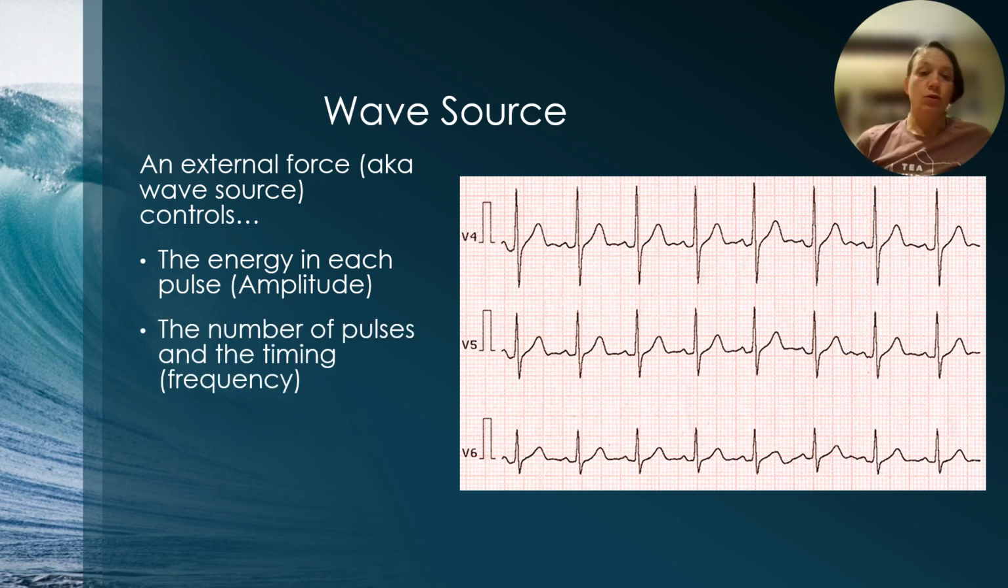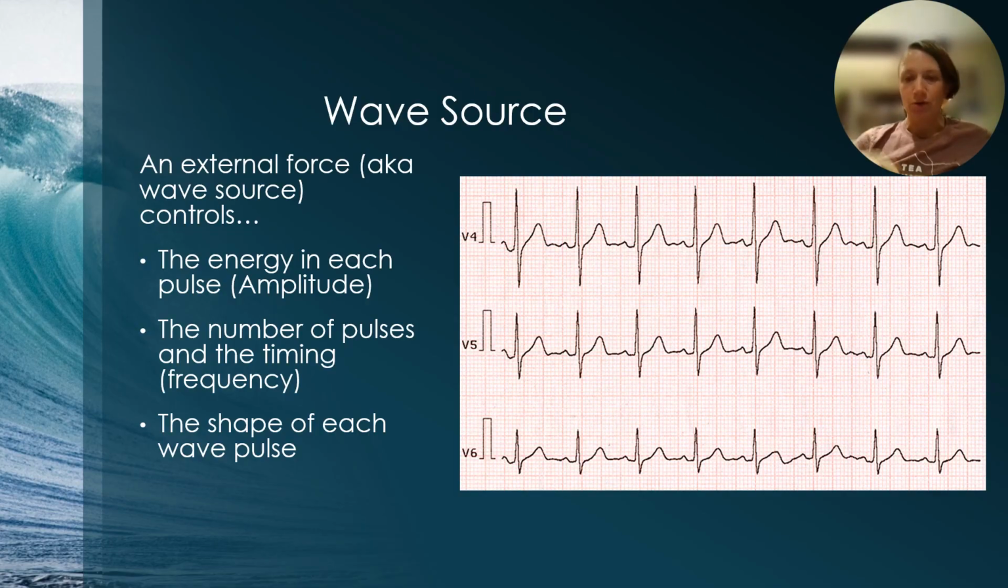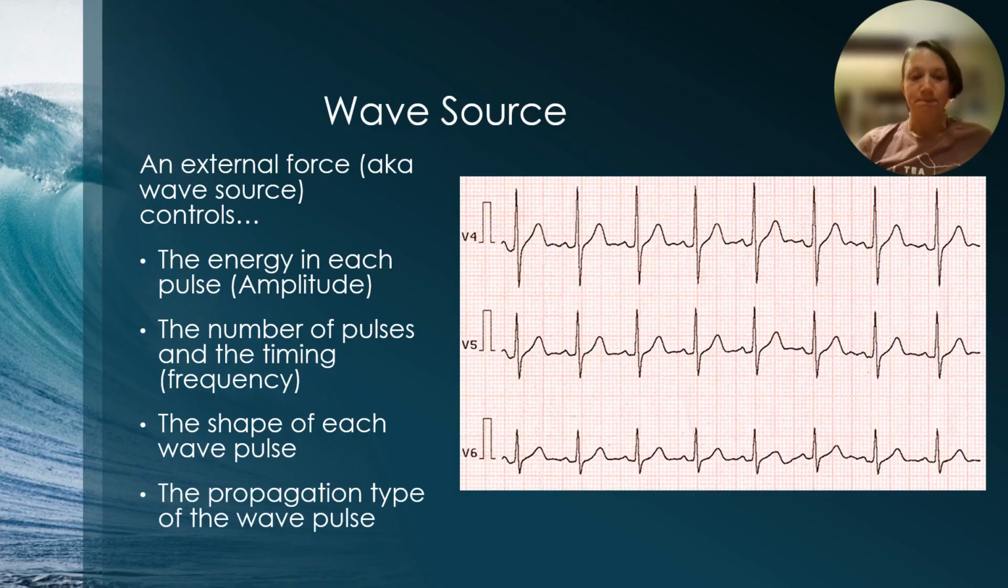The wave source controls the number of pulses and the timing of the pulses. Obviously, whenever the force hits the medium, that's when the wave is going to happen. And so that is also controlled by the wave source. The wave source also can control the shape of the wave pulses, and I'll show you some examples of this in class. But I did want you to know that waves are not always wavy, and you can see that again in the EKG that's shown on the right. Waves can be all sorts of shapes, including sawtooths and triangles and square waves. Different types of sources can result in different shapes.